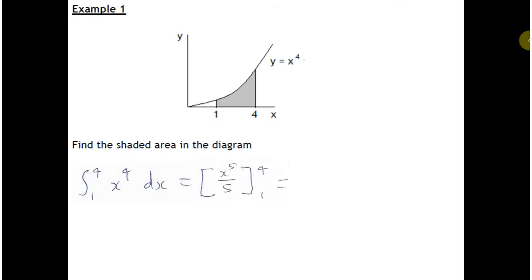Integrating, increase the power by 1, divide by the new power. So 4 plus 1 is 5, divide by 5. So x to the 5 over 5 between 4 and 1. With definite integration, we put the 4 in first, take away putting the 1 in. So we get 4 to the power 5 over 5 minus 1 to the power 5 over 5. Putting that into a calculator, this is equal to 204.6.